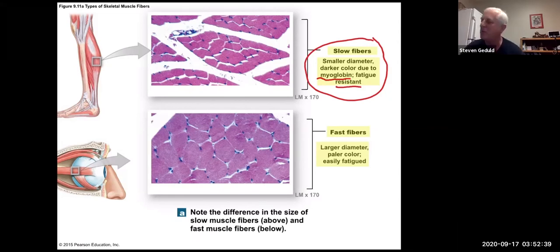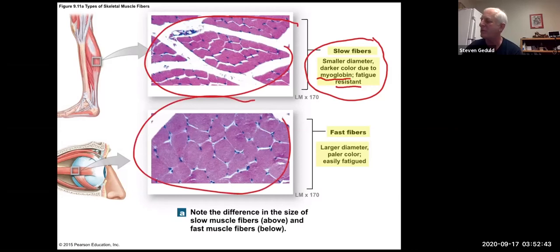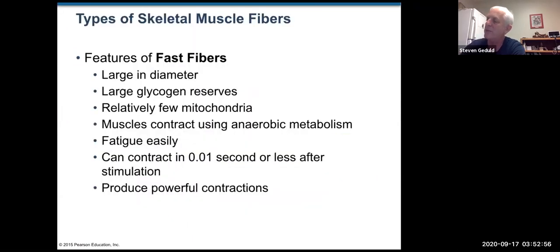And here, so you can see the difference in the histological slides. These are your fast fiber muscles. They have very large diameters. Okay? They're paler in color because they don't have as much myoglobin, and they fatigue easily. Okay? So fast fibers.